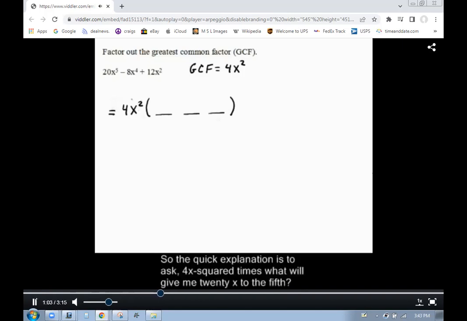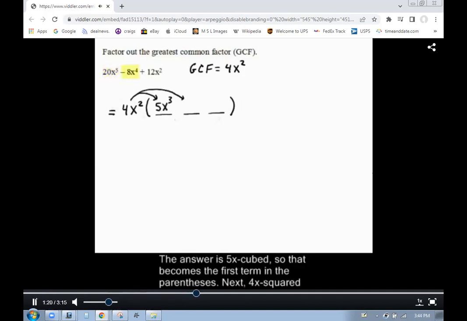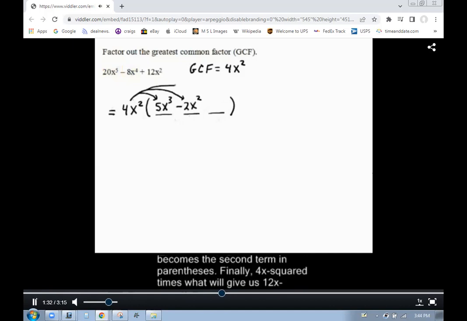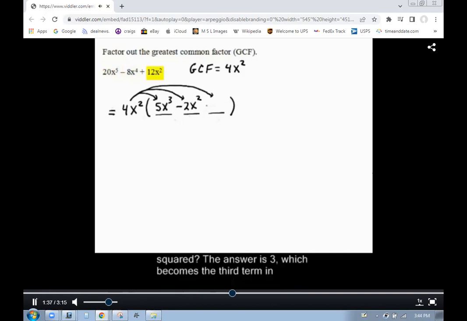So the quick explanation is to ask, 4x squared times what will give me 20x to the fifth? The answer is 5x cubed. So that becomes the first term in the parentheses. Next, 4x squared times what will give us negative 8x to the fourth? The answer is negative 2x squared. This becomes the second term in parentheses. Finally, 4x squared times what will give us 12x squared? The answer is 3, which becomes the third term in parentheses. So this is the factored form of the polynomial.